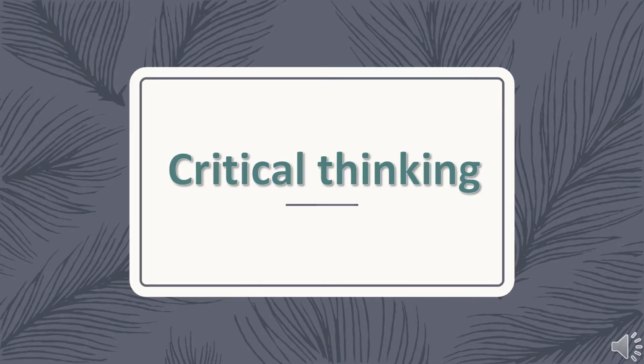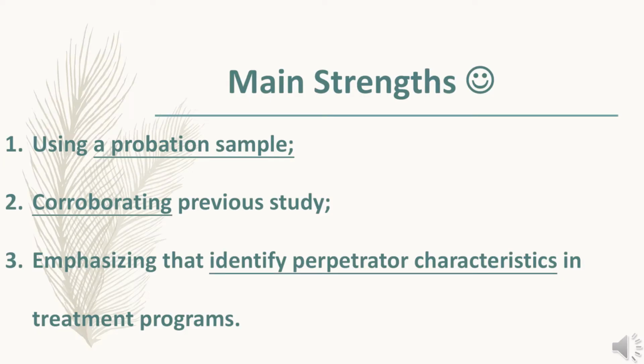Let's talk about critical thinking in this article. Here are some main strengths of this article. This article uses a population sample, which might provide more data and understanding of how intergenerational transmission of violence is transmitted, and how those factors, which are not discussed in treatment, might affect the recidivism rate.